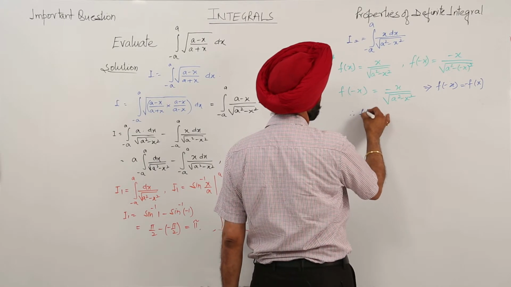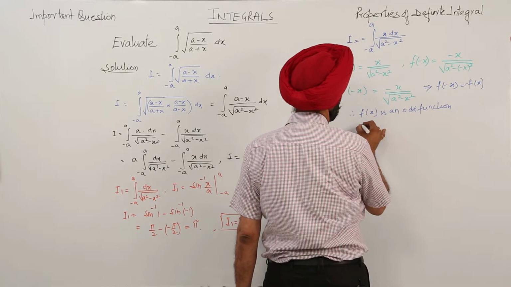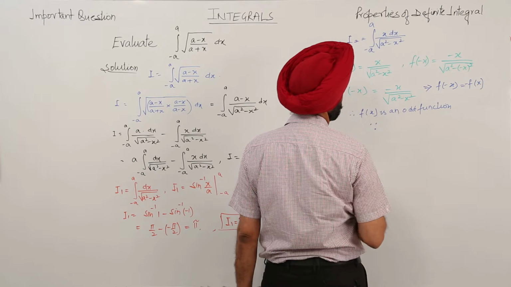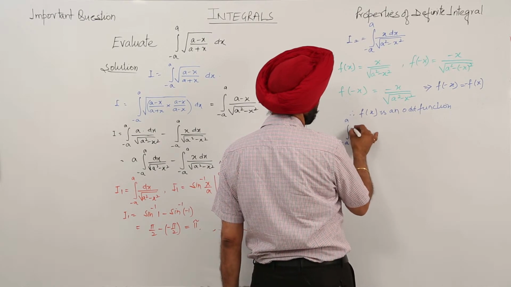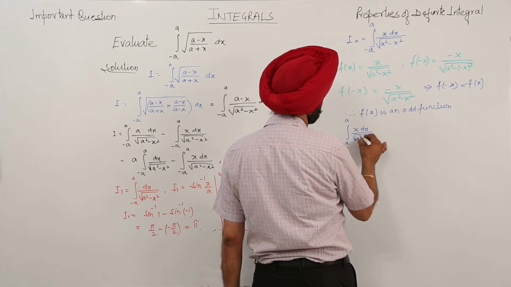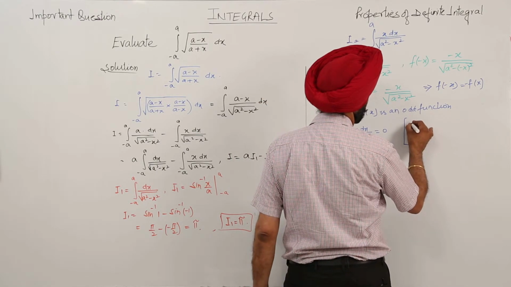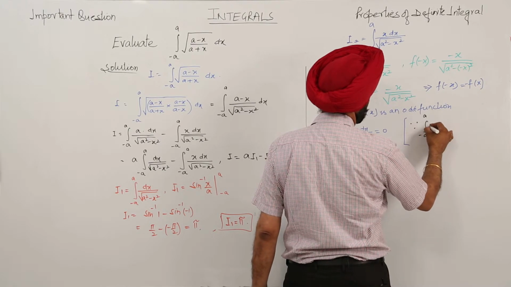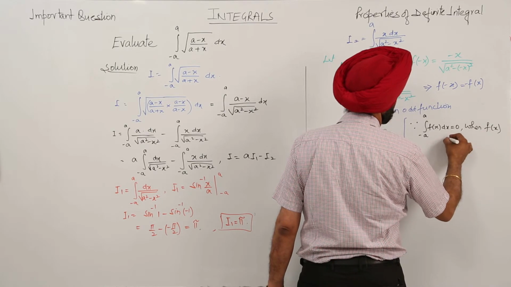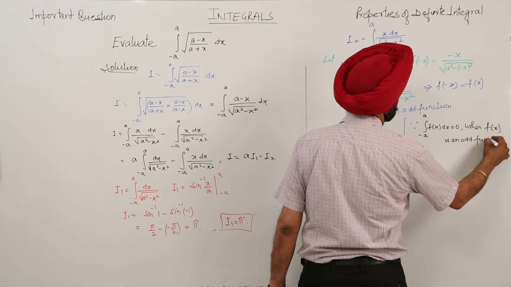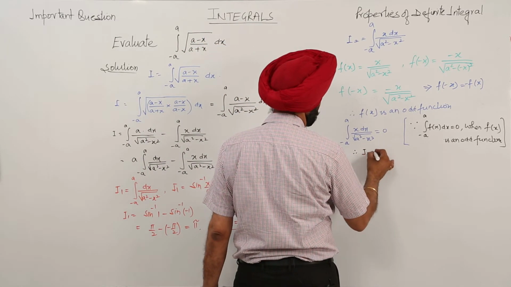Therefore f(x) is an odd function. When it is an odd function, what we can write? The integral from minus a to a of x dx upon the square root of (a square minus x square) is equal to 0. What we are using here is the integral from minus a to a of f(x) dx is equal to 0 when f(x) is an odd function. This is a property which we have already done. Therefore, I2 is equal to 0.